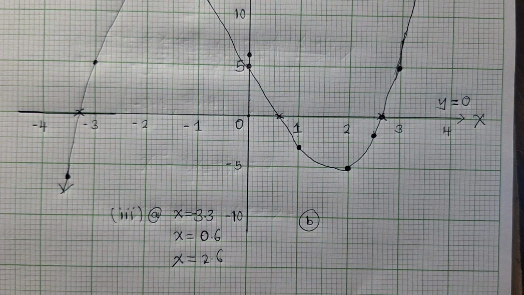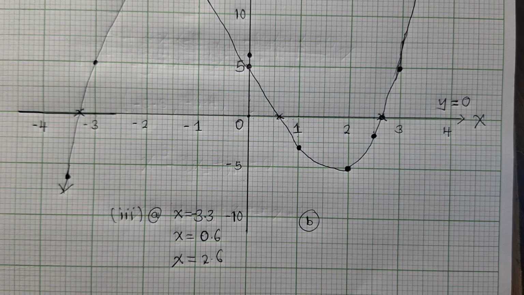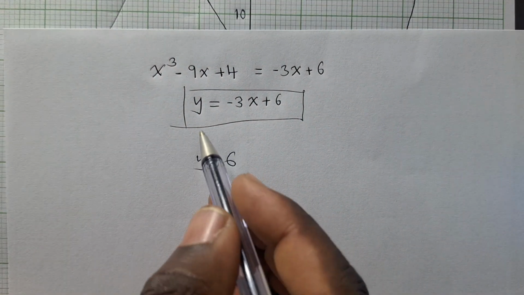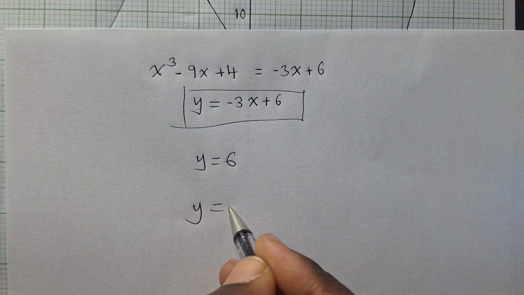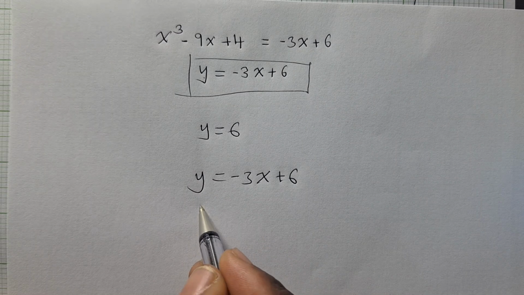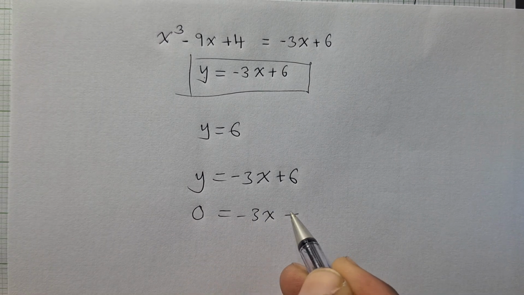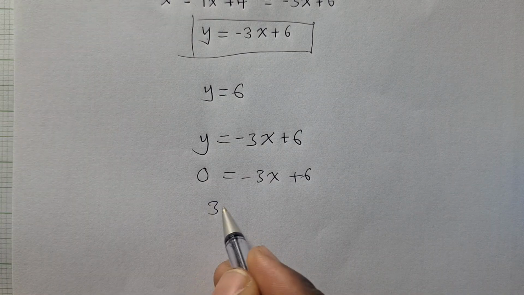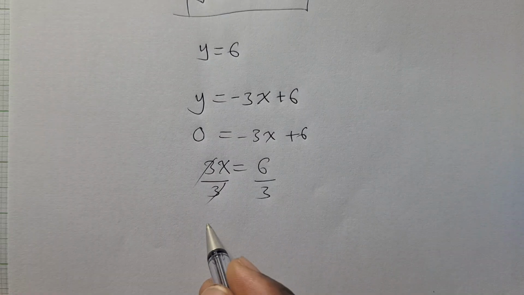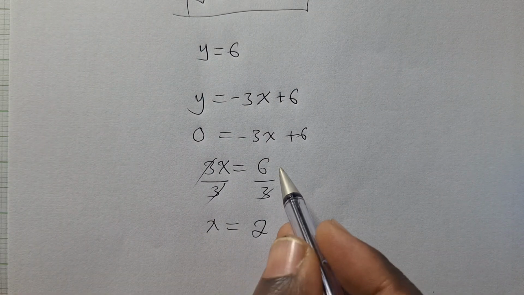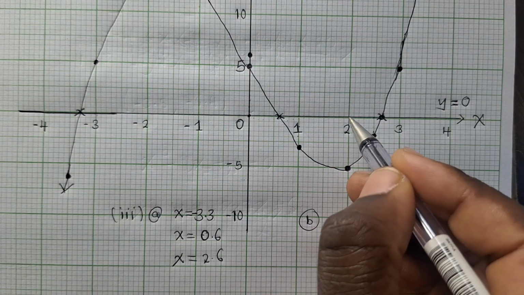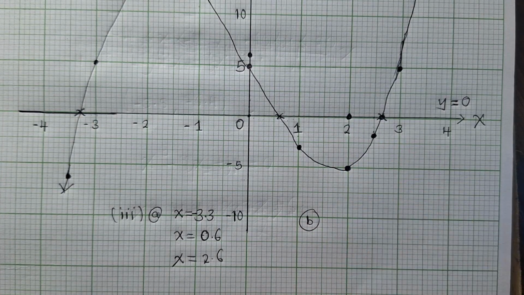So we find the other point. Since we said x is equal to 0 and we found the value of y to be 6, we're going to say y is equal to 0. We've got y is equal to negative 3x plus 6, so we shall say y is equal to 0, meaning it will be like this. Solving for x, x will be equal to 2, because 6 divided by 3 is 2. This is the value of x. So go to where 2 is on the x-axis. It's right here. This is where the line will pass.